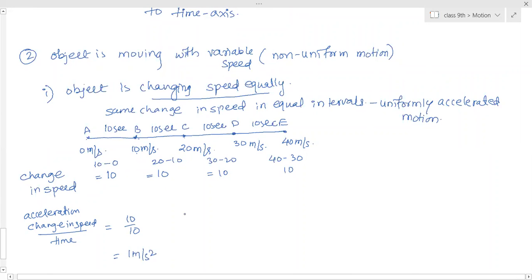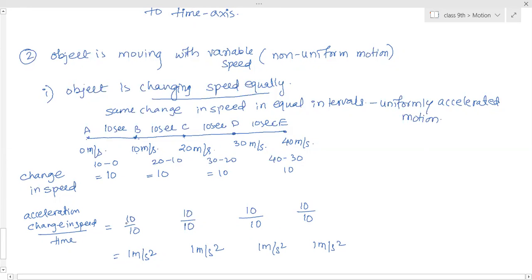In the next interval, difference is same 10 and time duration is also same 10. So it is again 1 meter per second square. In the third interval, difference is again 10 and the time is again 10, so it is 1 meter per second square. In the fourth case also, difference is 10 and time duration is 10, so it is 1 meter per second square. So in this case, you will see that acceleration remains same.